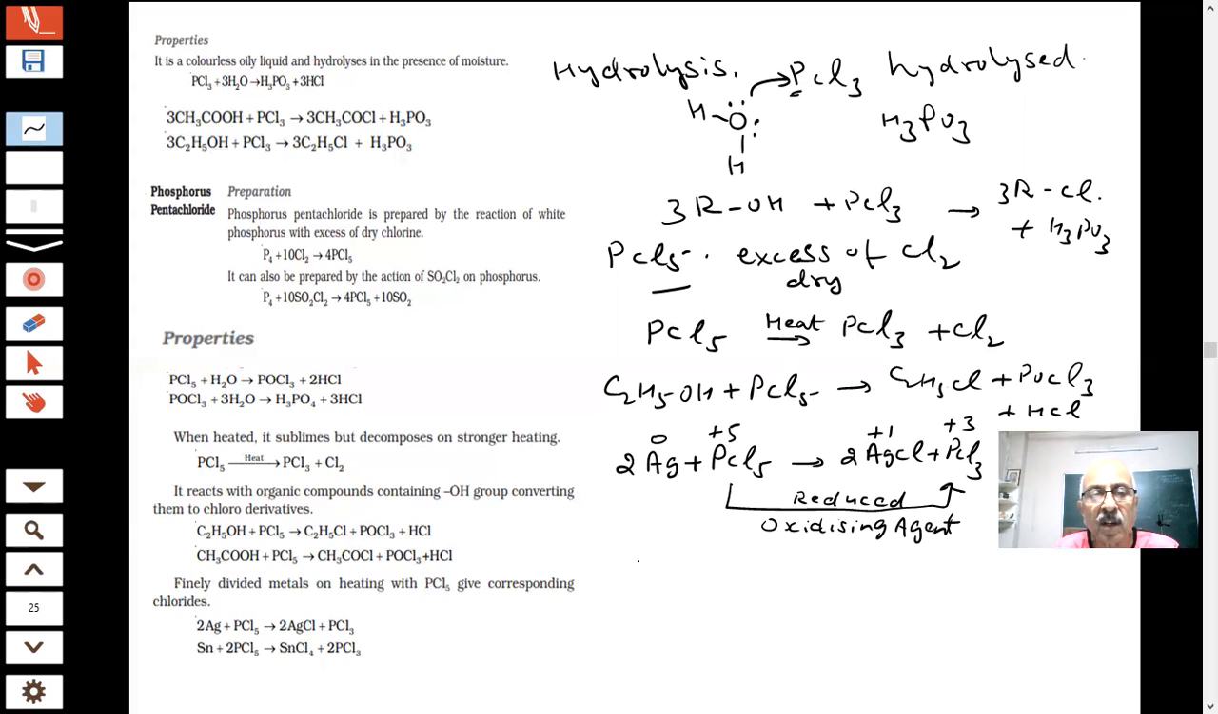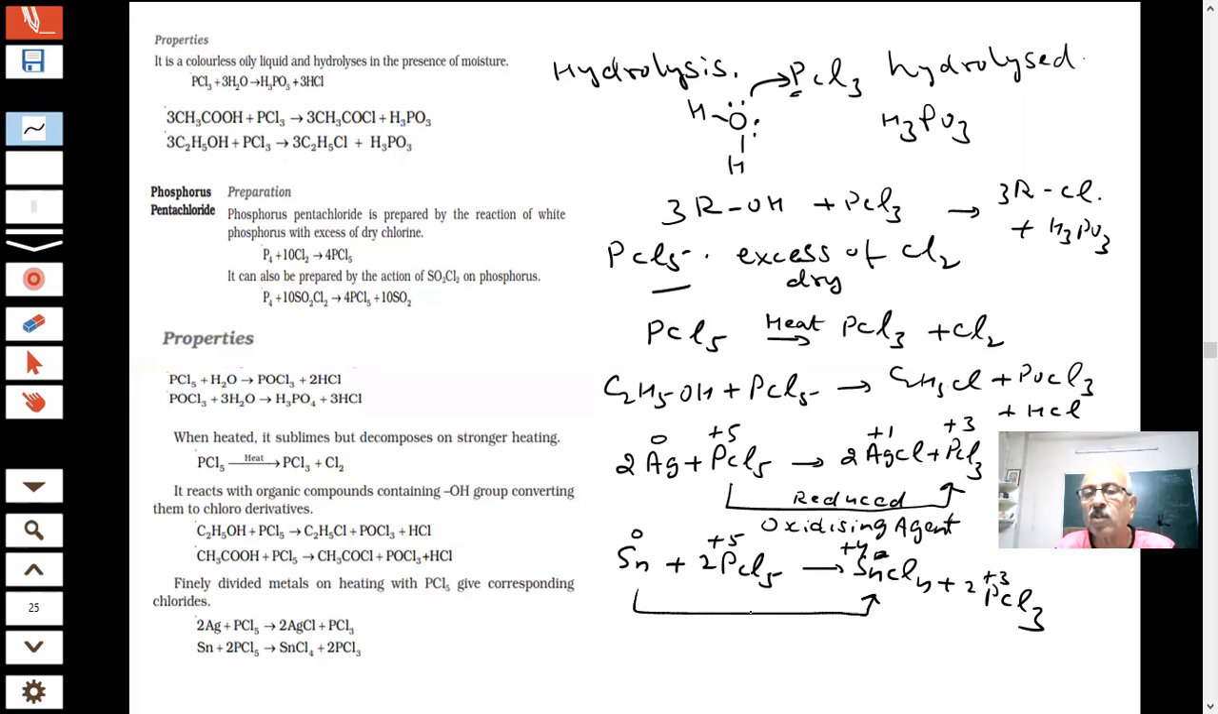Similarly, in the reaction, it is oxidizing tin. What has happened here? Tin plus 2 PCl5 gives SnCl4 plus 2 PCl3. What is the oxidation result? Here tin is 0, here +4. And phosphorus again goes from +5 to +3 oxidation state.